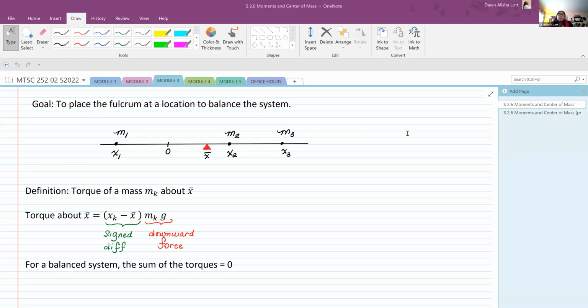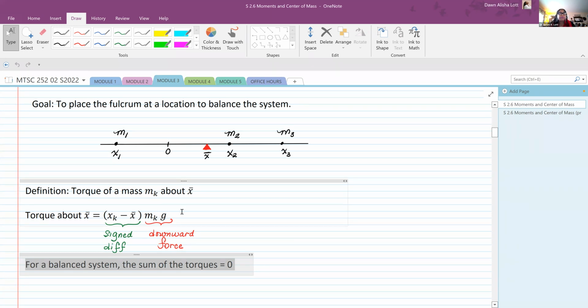Okay, so we were talking about placing masses on a seesaw and trying to see whether or not we could get the system to balance. So we were talking about the torque of a mass, just one particular mass about this base. So the torque about the fulcrum looks at the signed distance from the center of mass, and then the mass times the gravity.